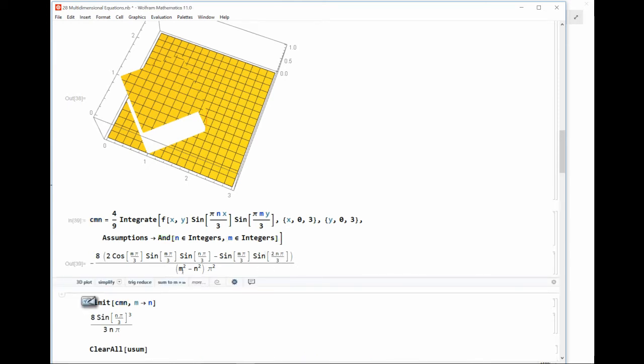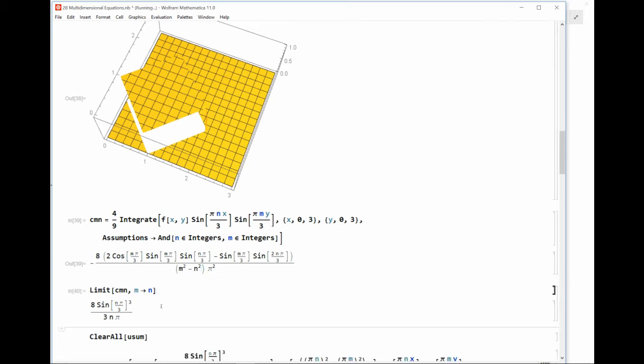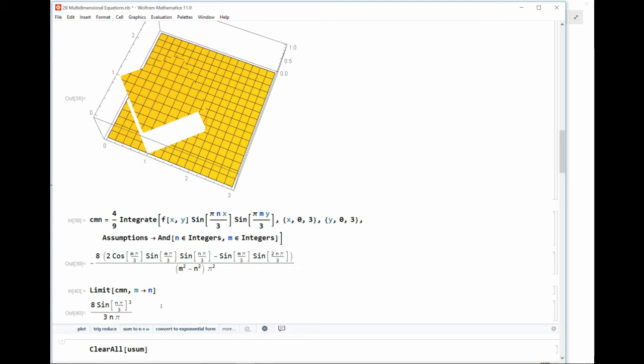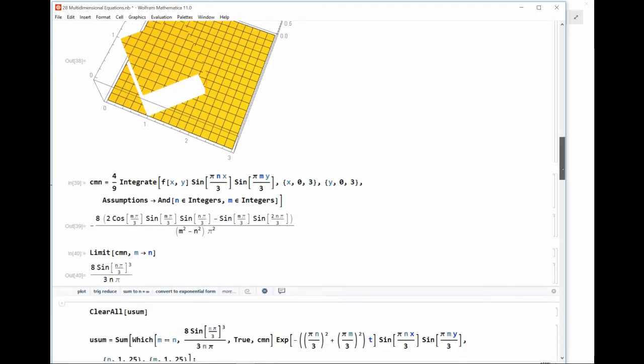This is the result of integration. You can also see that when m equals n, I'm going to have a 0 in the denominator. So I'm going to specifically compute a limit for what happens when m equals n.